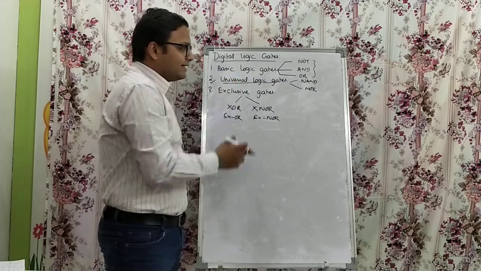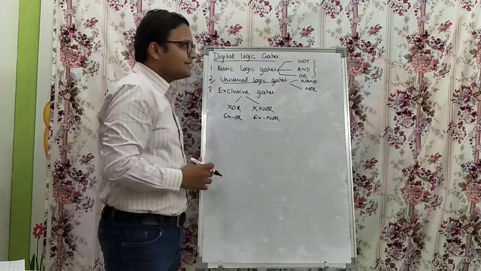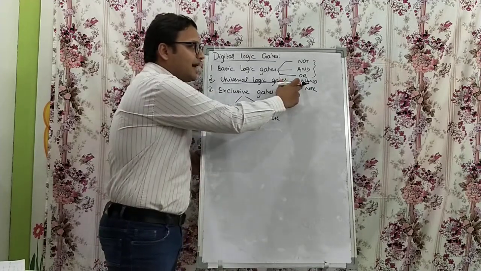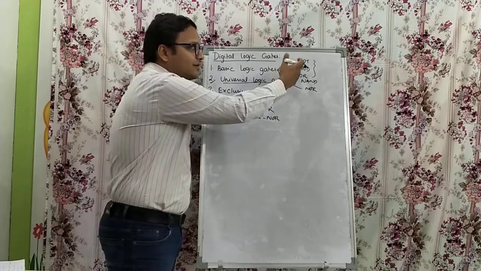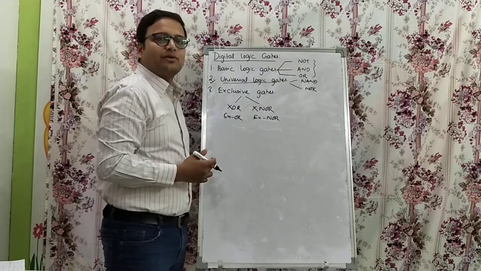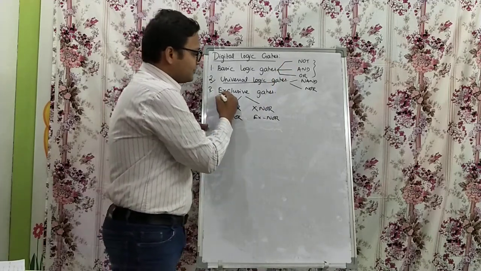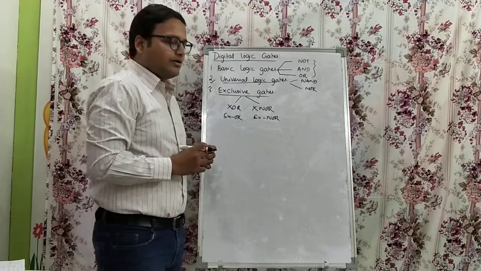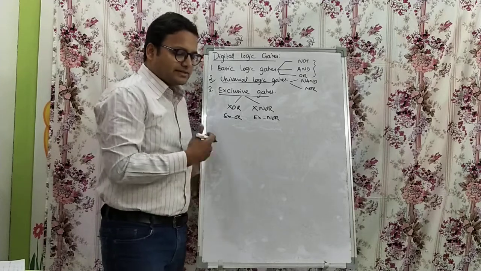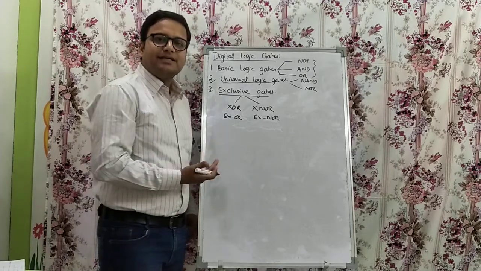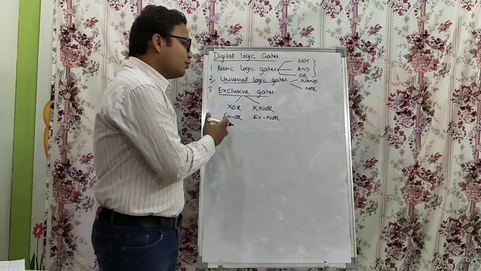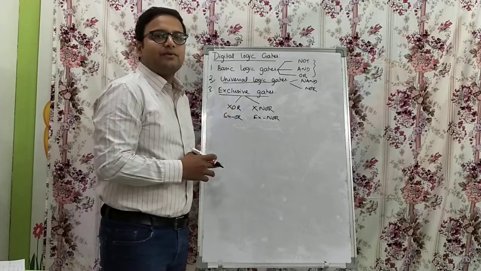We'll see later in this session how we can realize AND, OR and NOT using NAND only, as well as the basic logic gates NOT, AND and OR using NOR only. So lastly, the exclusive logic gates are nothing else, the XOR and XNOR. We are going to see what their functionalities are, what the logic equation is, what the IC number is, and what the truth table is. We are going to see one by one now.